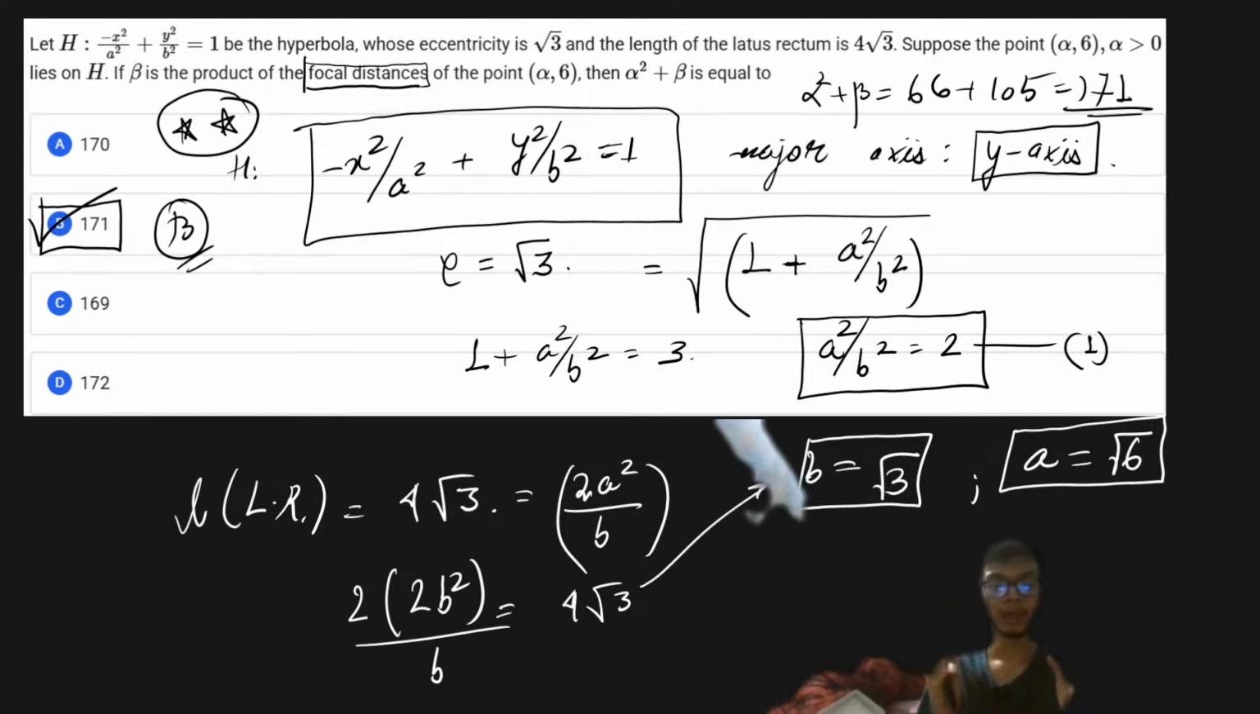Also, please don't miss out on the basics part of the hyperbola, because the hyperbola basics are also very important. You can see over here all the important points, the latus rectum length, the foci, the eccentricity. Those particular parts are really important. So I hope this is clear to all of you.